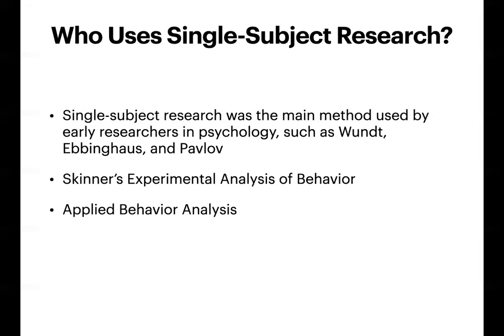If you look at the history of psychology, you will notice that early psychologists used single subject research methods. For example, Wilhelm Wundt, who was a physiologist, was among the first to begin thinking about psychology as a science. He also established the world's first experimental psychology lab in Germany in 1879.